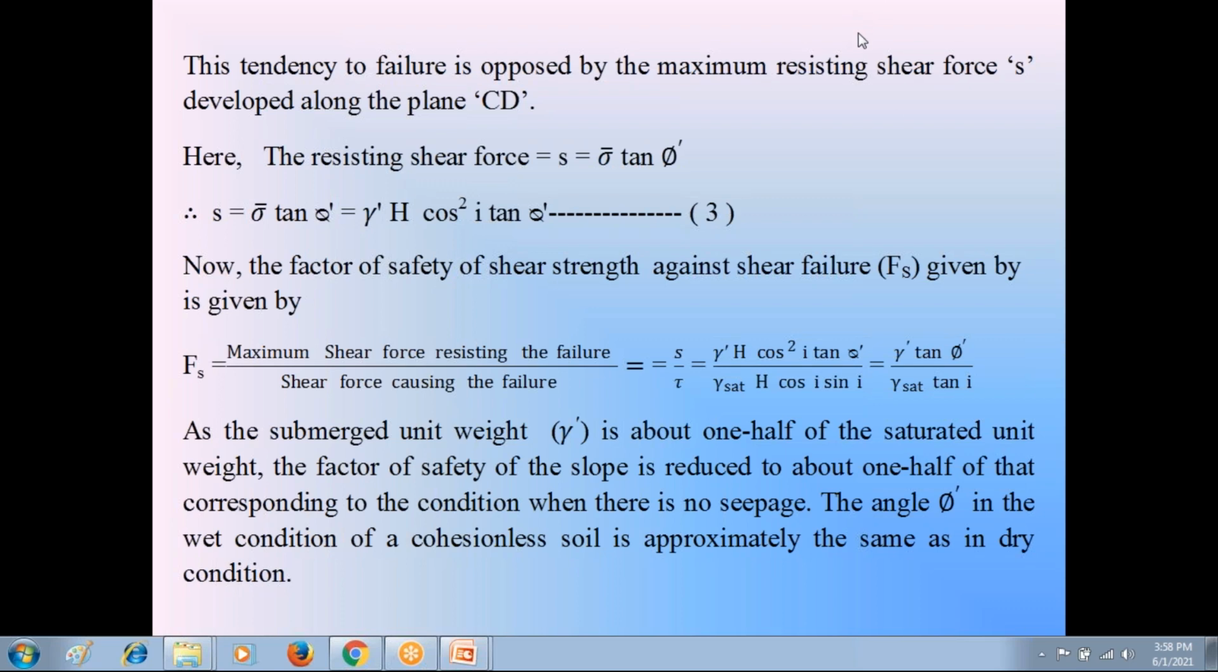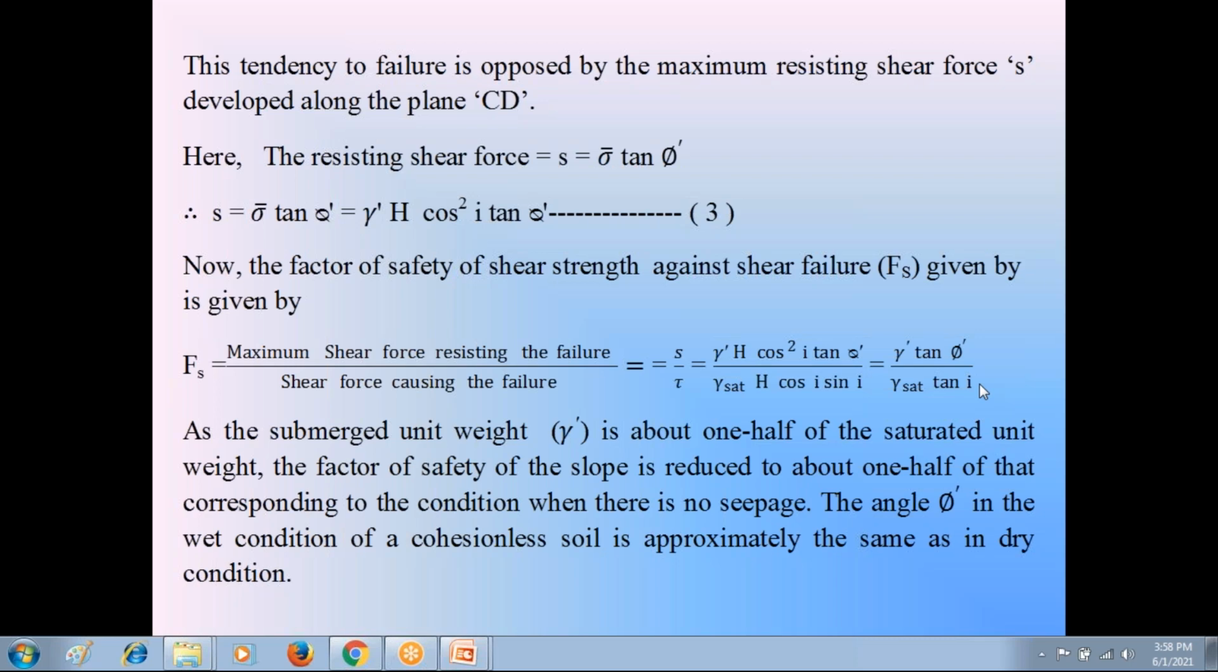Check that factor of safety in the seepage flow condition. We discussed the factor of safety in the dry condition. Fs is equal to tan phi dash by tan i. That is the factor of safety in dry condition. In the submerged condition also, factor of safety Fs is equal to tan phi dash by tan i. Whereas in the seepage flow condition, factor of safety Fs is equal to gamma dash, that is the submerged unit weight of soil, into tan phi dash divided by gamma saturation into tan i.